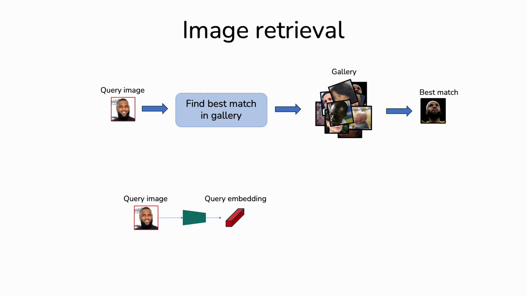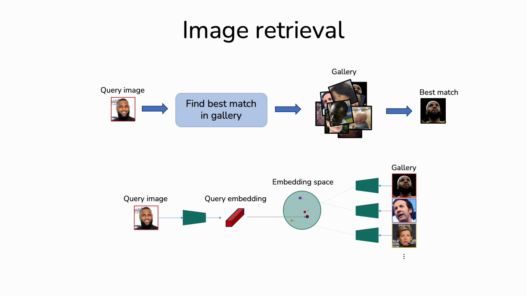Given a query image, we use an embedding model to encode the image into a query embedding vector, which resides in a multidimensional embedding space. The gallery embeddings were pre-extracted and populate the embedding space. We then calculate which gallery embedding is closest to the query one to find the best match.